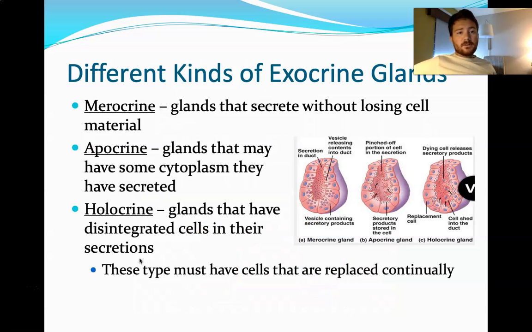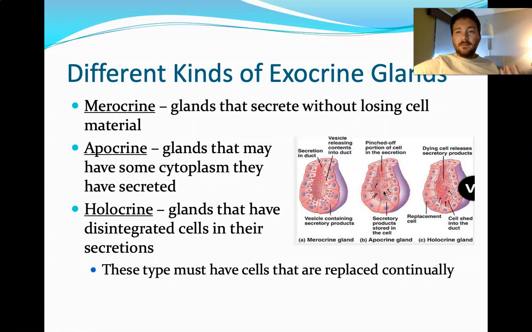And so there's different kinds of glands here. The merocrine glands are glands that secrete without losing cell material. So you see the merocrine glands, they produce some amount of stuff that needs to leave the cell, and then puts it on the outside, but it doesn't lose any cell stuff. Apocrine glands actually lose a little bit of cell stuff.